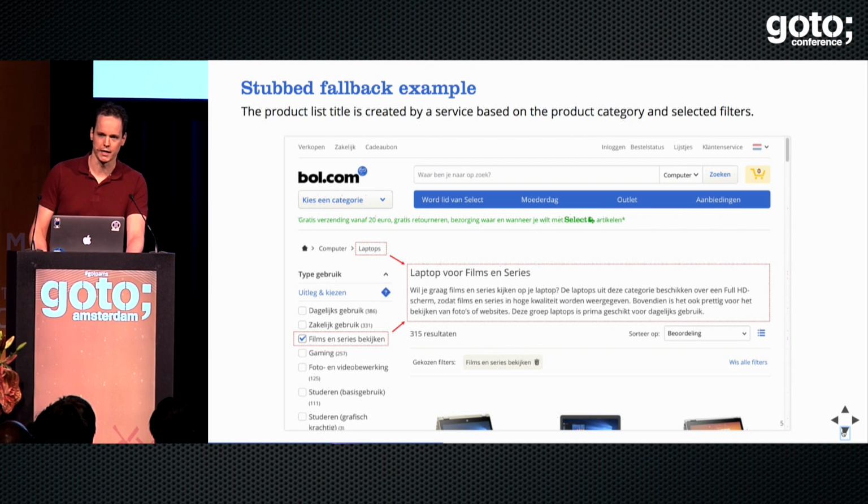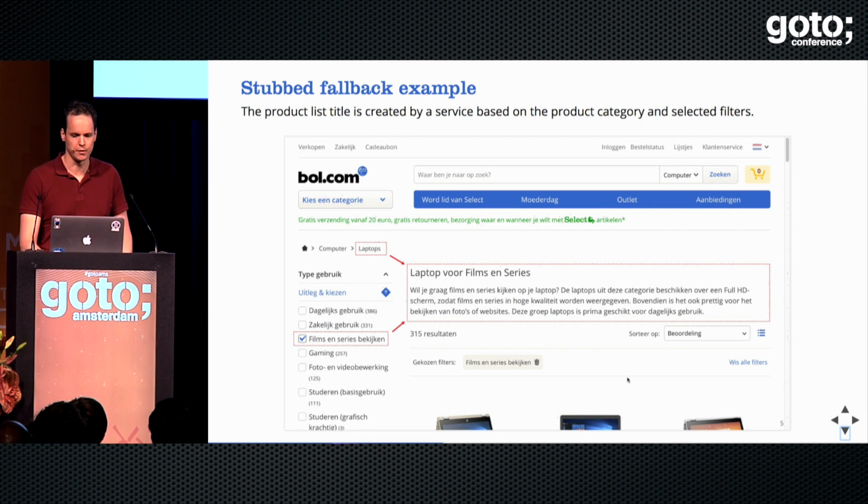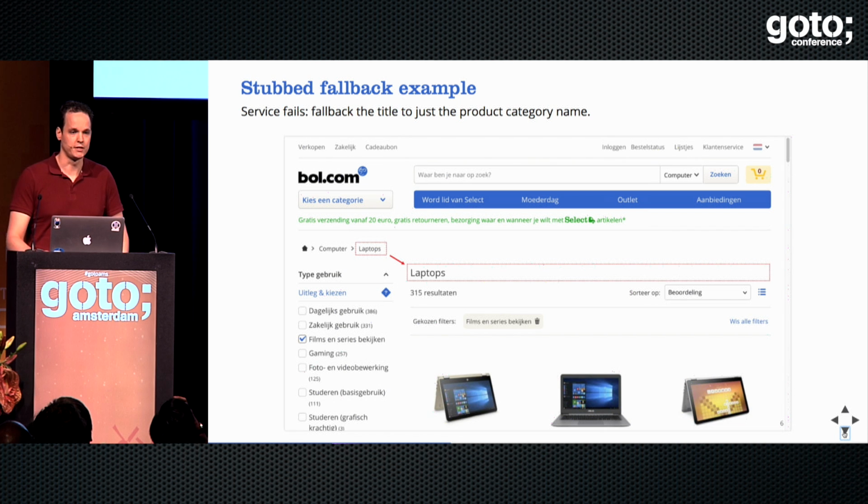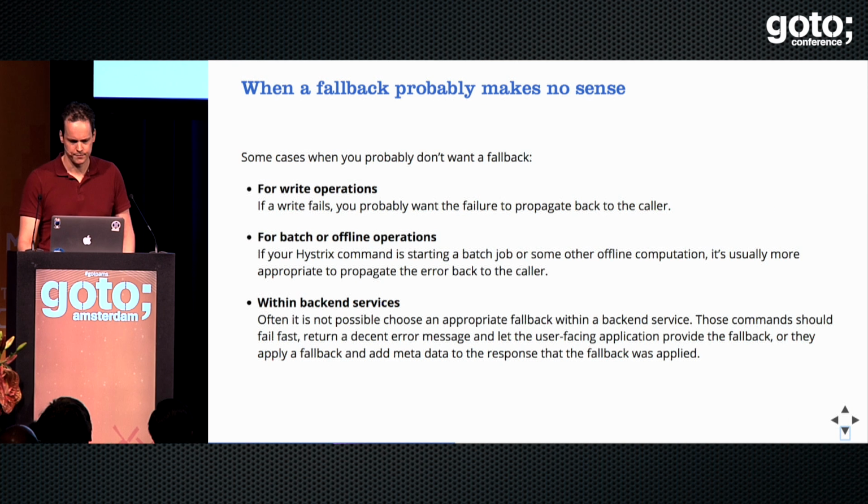Another example that we also apply at Bol.com, we have a lot of them now, but this is an example that's called a stubbed fallback, and it's about this title on a product list page that we have. This title actually comes from a service, and this service uses the category that you're on and the filters that you have applied within your search to determine which title and which text it wants to display. So what happens when that service simply is down or slow or whatever? We simply fall back to something that we gave the command, which was that category, and we simply show the category title. Well, it's really easy, but the customer probably won't notice. So, like I said, not always a fallback makes sense.